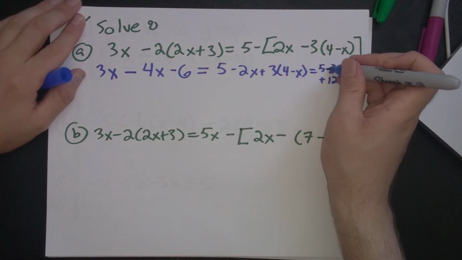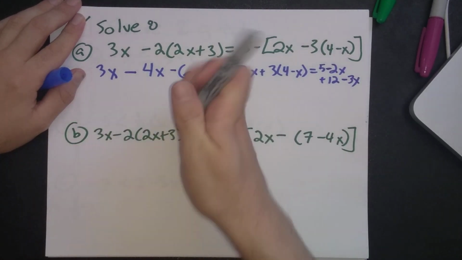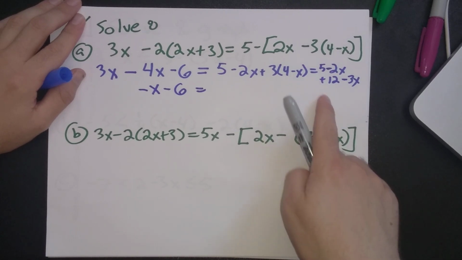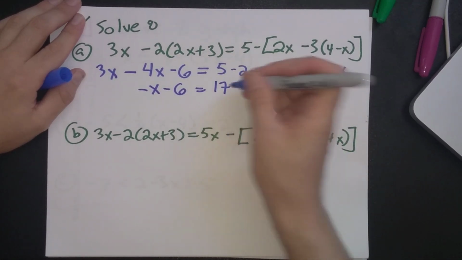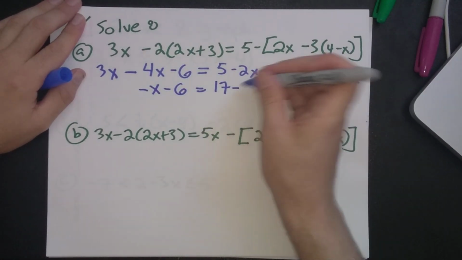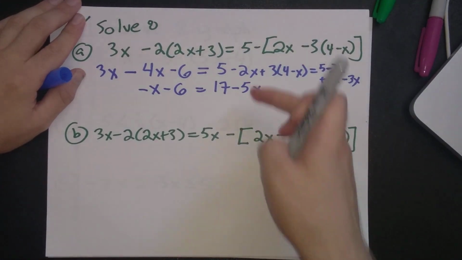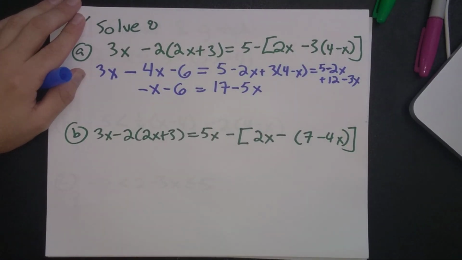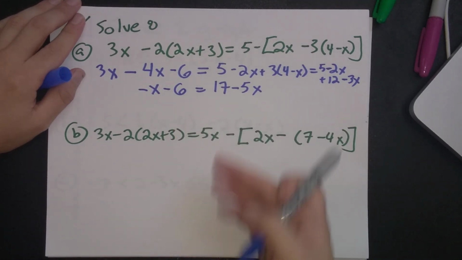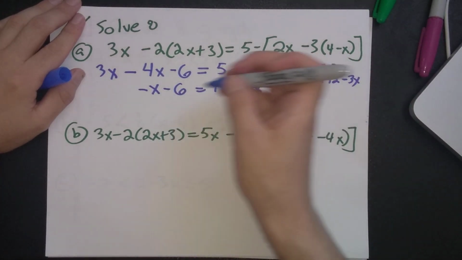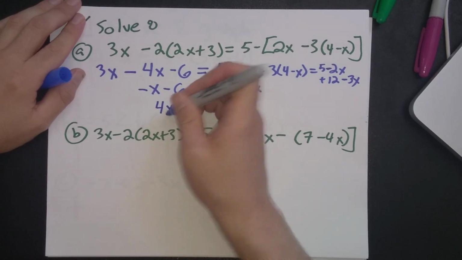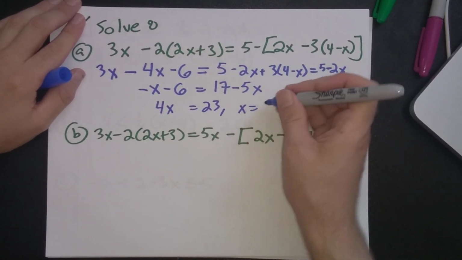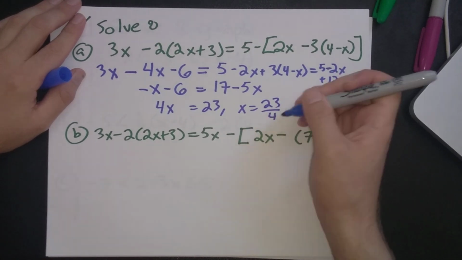And so combining terms on both sides, 3x minus 4x is minus x, minus 6. Over here we have 5 plus 12 is 17. Minus 2x minus 3x is minus 5x. Let's add 5x to both sides. We're going to put the x terms on one side and the constants on the other. So adding 5x to both sides gives us 4x. Adding 6 to both sides gives us 23. x is equal to 23 over 4.